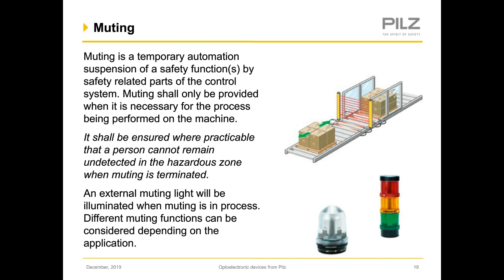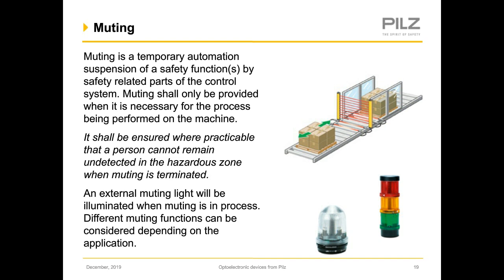Different muting functions can be considered depending on the applications. So here you have a conveyor belt and a pallet with boxes going through, being detected by muting sensors, and while the package goes through, the safety function of the light curtain is suspended until the package reaches the other side and passes those muting sensors as well.